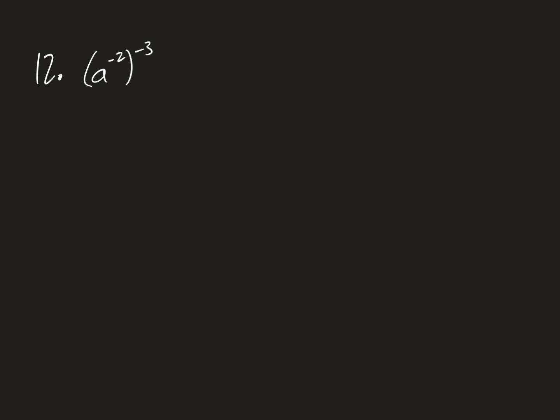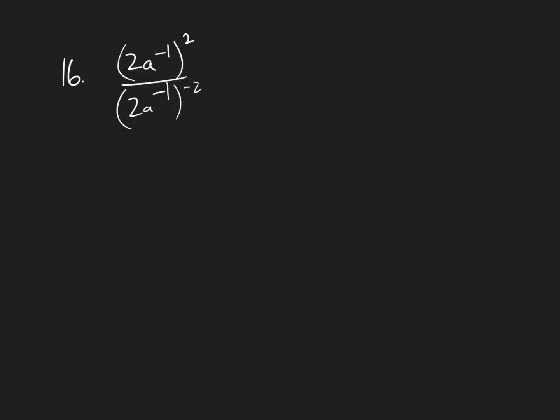Here's another fairly straightforward one. The only thing you have to really remember is that when you have exponents on top of each other, they're going to multiply together. This just comes out to a to the 6th power. So number 12, fairly easy, straightforward problem. Not much to say about that one.